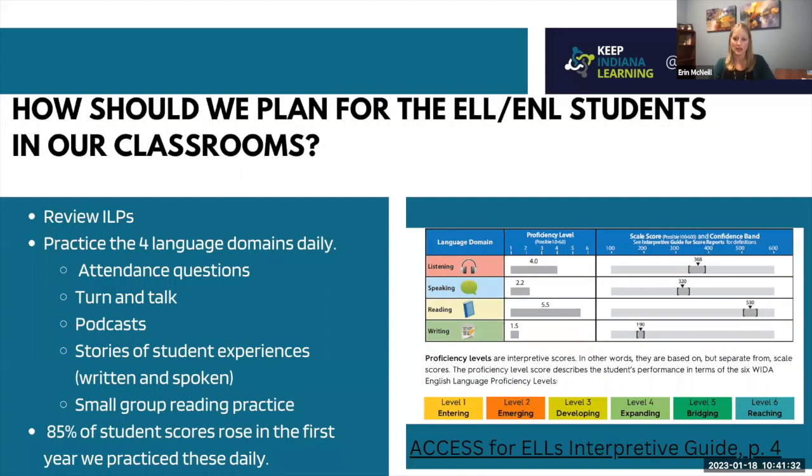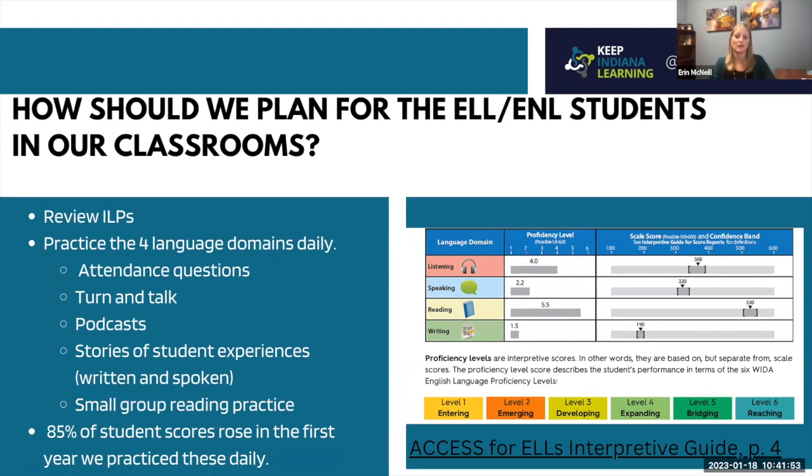Some of the ways that I did this is I practiced attendance questions. So I had students answer a question every day to take attendance. It could be as simple as, what is your favorite dessert? We did a lot of turn and talks as review. We listened to podcasts that coordinated with our units.